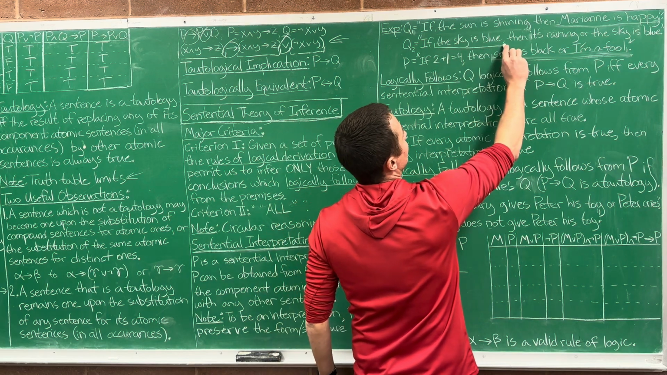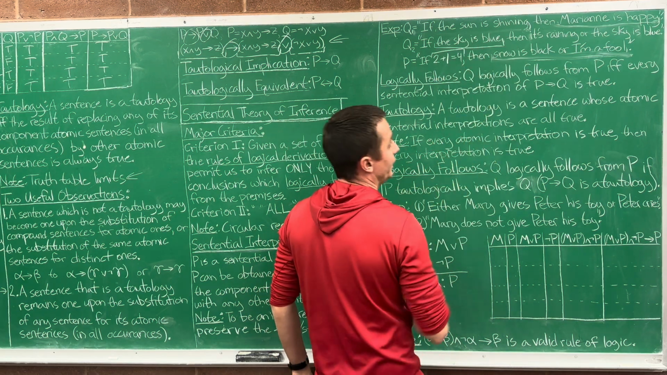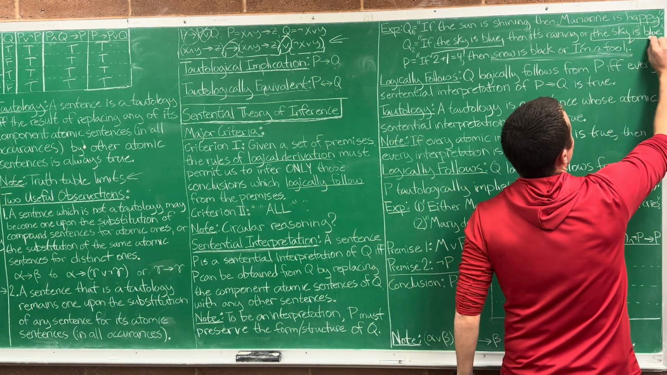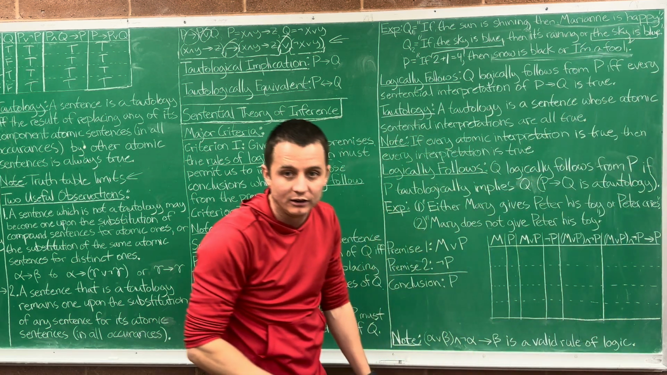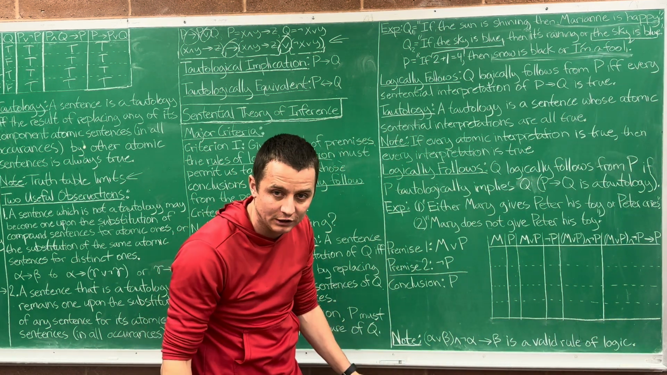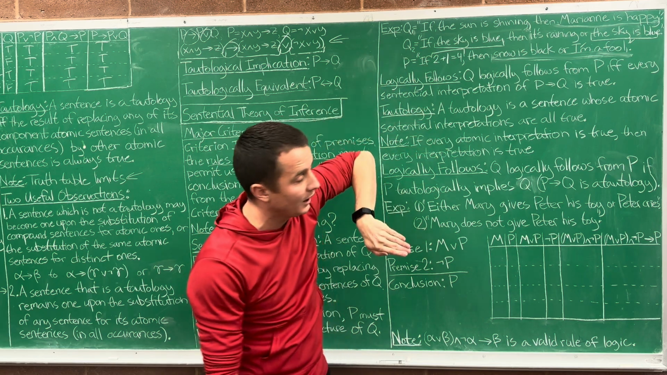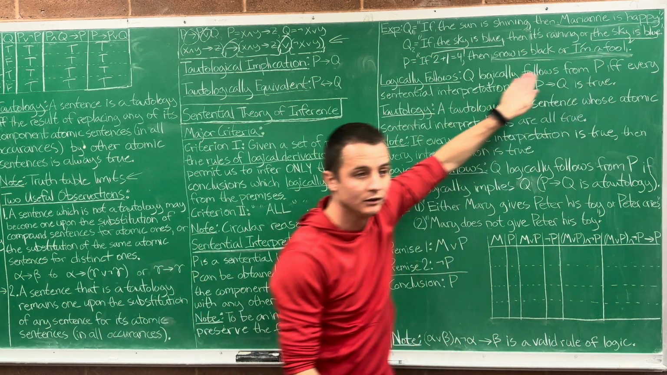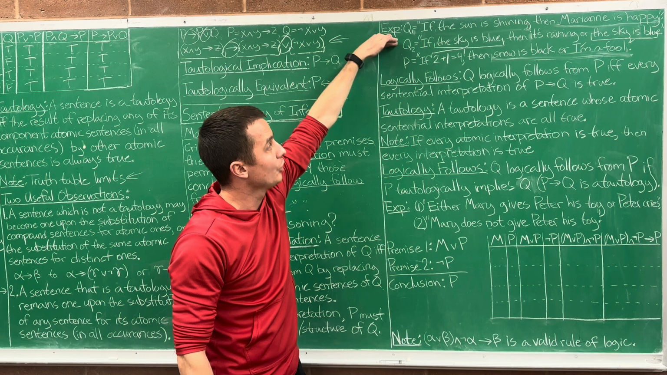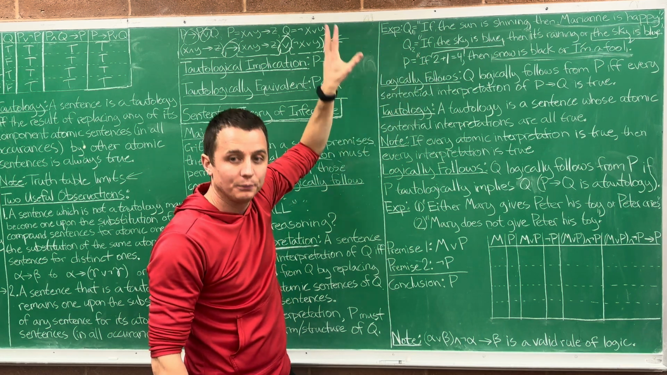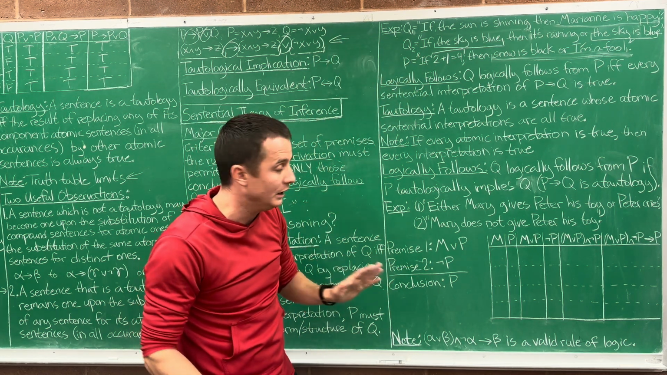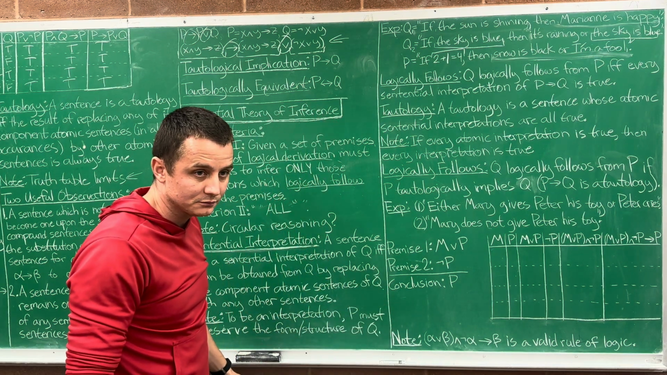If I replace the sky is blue with 2 plus 1 equals 4 here, then I have to replace the sky is blue with 2 plus 1 equals 4 here in order for it to be a valid interpretation. Since this does not do that, even though it has the same structure, it is not an interpretation. You have to replace the same sentences with the same sentences if you're going to replace them.